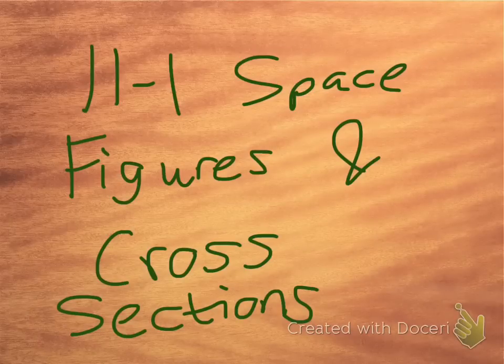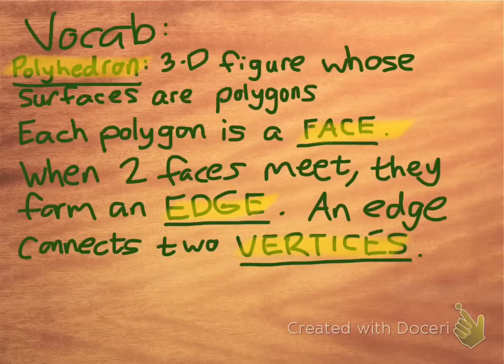Alright, so today we are starting chapter 11 in our book, which is on space figures and cross-sections. We're going to be dealing quite a bit with three-dimensional figures, including surface area, volume, things of that sort in this chapter. But we're starting off just talking about some general stuff in terms of three-dimensional figures or space figures. So, a little vocabulary to start off.